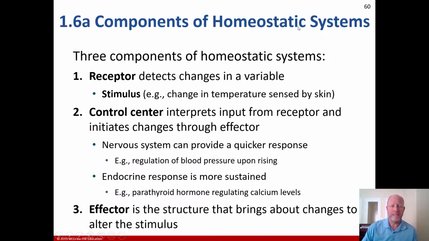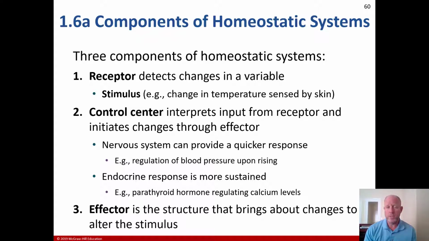In terms of the components of a homeostatic system, we're essentially talking about a receptor, which detects changes in a variable. You get a stimulus whereby there's a change in temperature sensed by the skin. So the receptor sends information to the control center. The control center interprets the input from the receptor and then initiates a change through an effector.